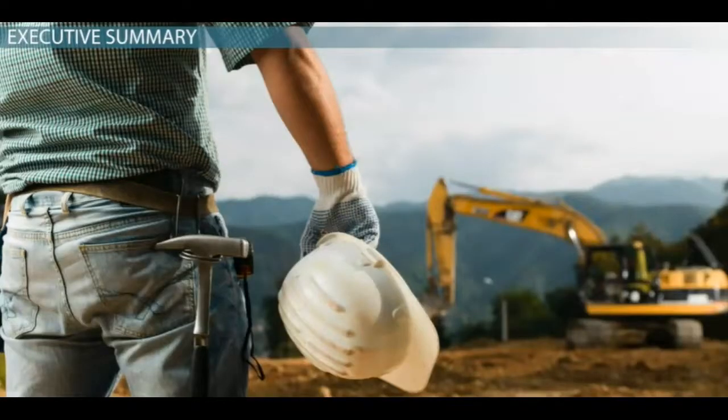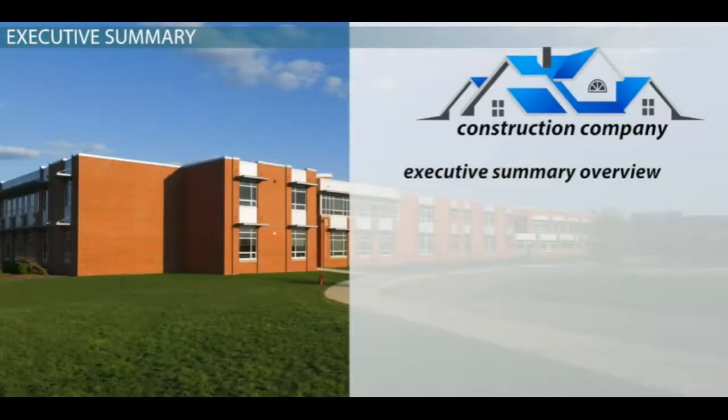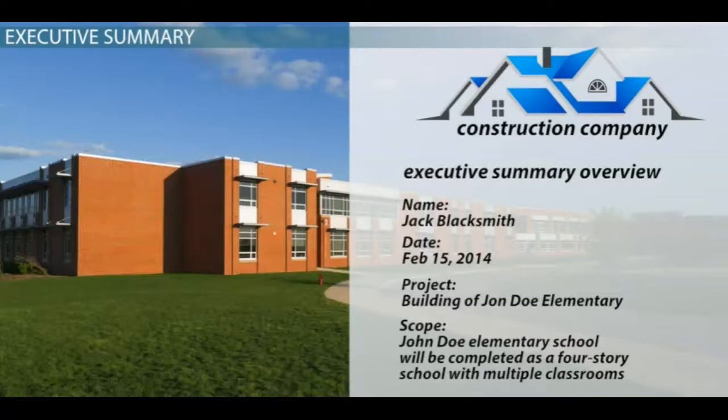For example, let's say that you are the project manager for a construction company that has been tasked with building a new school. In the executive summary, the identifiers will be things like your name as project manager, the date that the report is prepared, the project name, for example, building of John Doe Elementary School, and what is to be done during the project. For example, John Doe Elementary School will be completed as a 4-story school with multiple classrooms, etc.